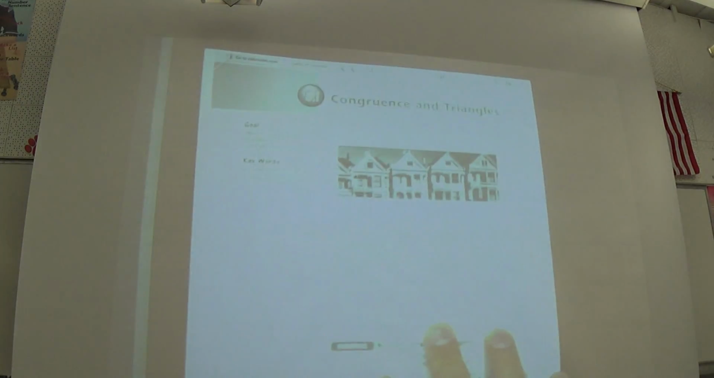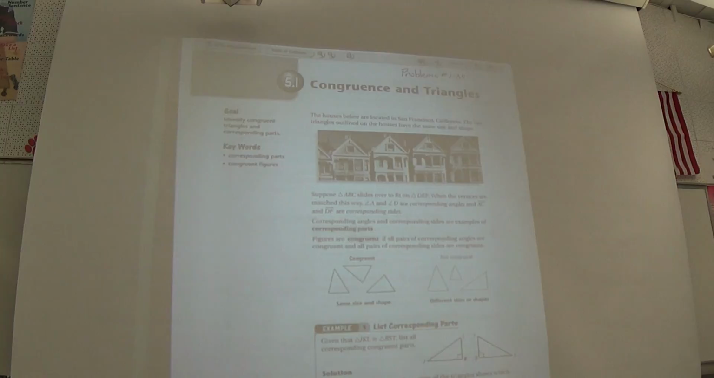All right, so when we talk about congruency of triangles, we have to have certain things as background in order for us to be able to determine that information. And one is trying to determine what corresponding parts of triangles are, okay, corresponding parts. So if you look at this, this is where we're going to start. We're going to start with congruency of triangles.